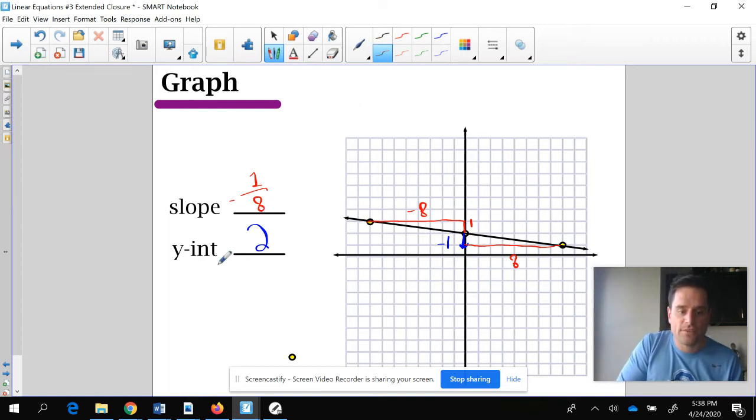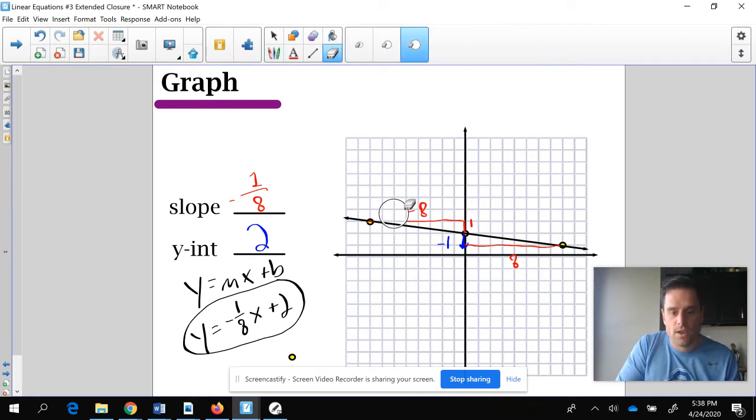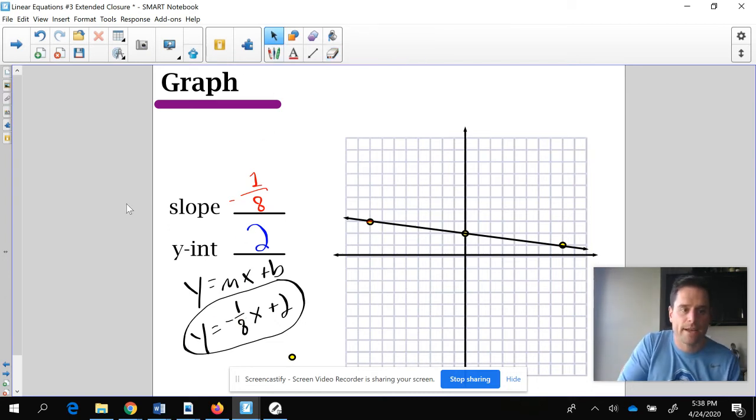So again, how do we write this as an equation? Remember that y equals mx plus b, and the slope is -1/8 x, and then your y-intercept is a +2. This is your equation. This will always work for this. In fact, we can try it out. If you'd like to, I'd like you to pause, plug in that value right there. It should be equal on both sides. Try that out and then come back.